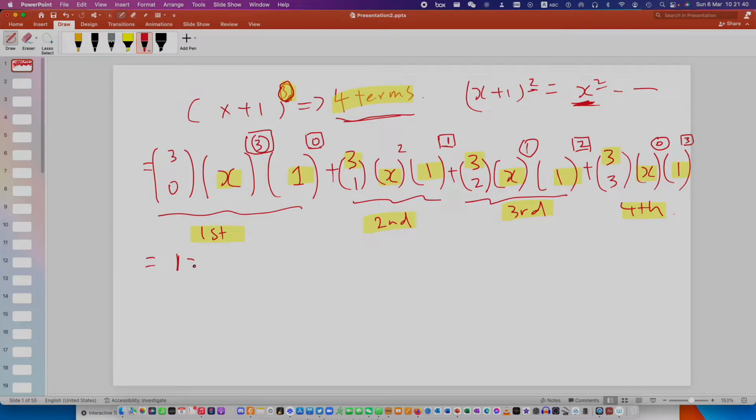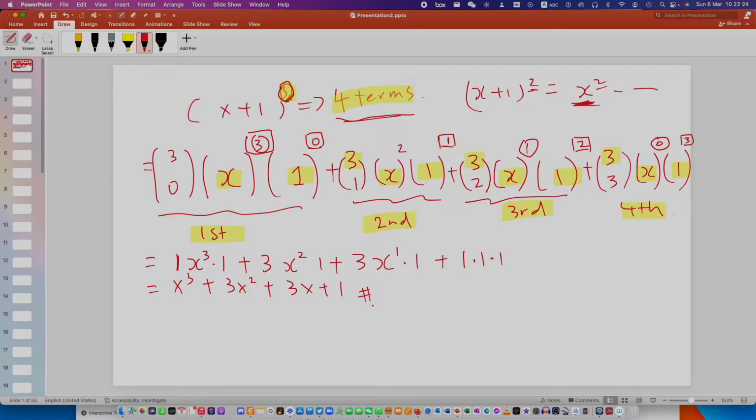So you get 1, and then x to the power of 3, and 1 to the power of 0, which is 1. Next, 3 choose 1 is 3. So x to the power of 2, 1 to the power of 1 is 1. 3 choose 2 is 3. Then x to the power of 1, then 1 to the power of 2 is 1. Next, 3 choose 3 is 1. Then x to the power of 0 is 1. So therefore you simplify it and tidy it up a bit.